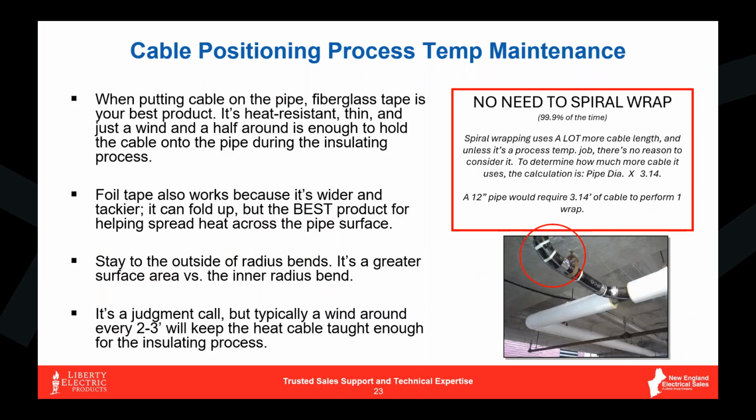Again, fiberglass tape is going to be your best means of adhering the heat cable onto a pipe itself. This stuff is thin, it's easy to work with, and it can handle the heat. And really all you're looking to do is to affix the cable to the pipe and to have enough flat surface to surface contact with the pipe itself. So maybe a wind every, let's call it 3 feet, to hold it onto the pipe. It just has to keep it there until the insulators come by, get their insulation and cladding on it. But that's really all that the fiberglass tape does.